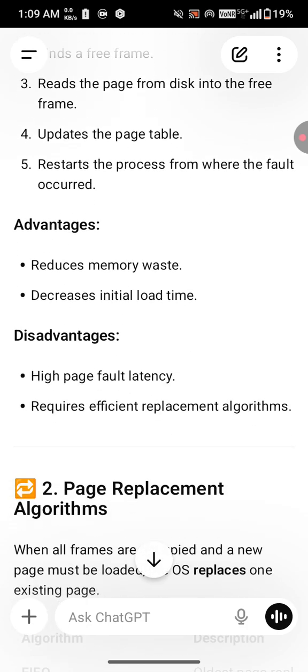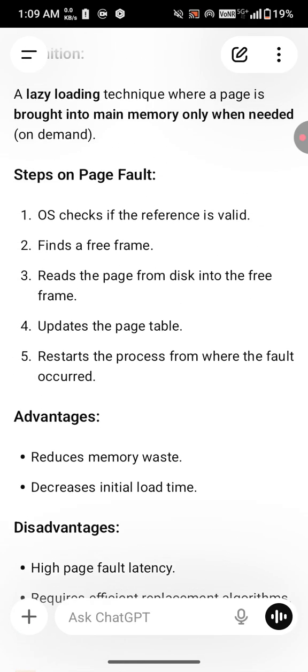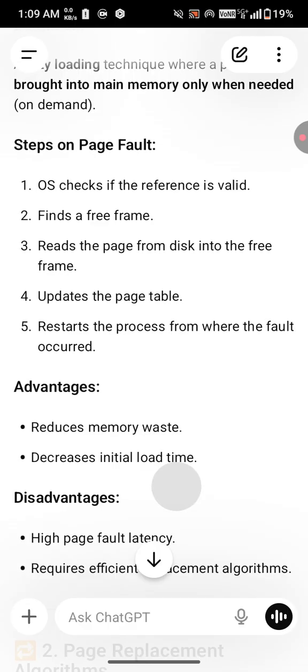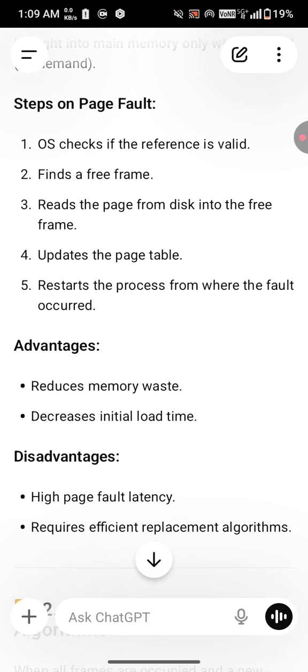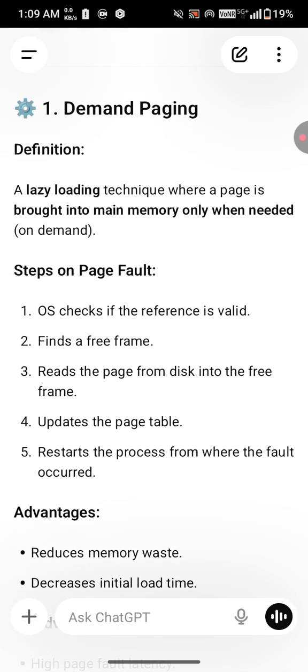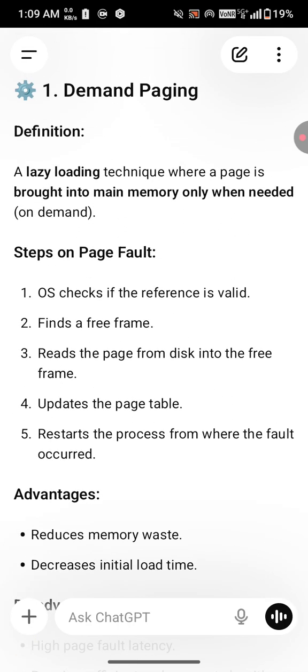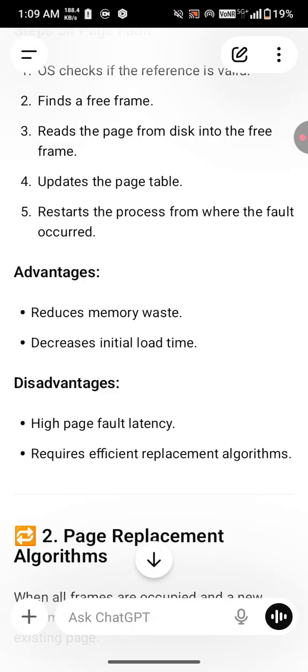After we read the advantages, some disadvantages are also seen under this heading: high page fault latency, and requires an efficient replacement algorithm. So the disadvantages of demand paging: high page fault latency, and second, requires an efficient replacement algorithm.